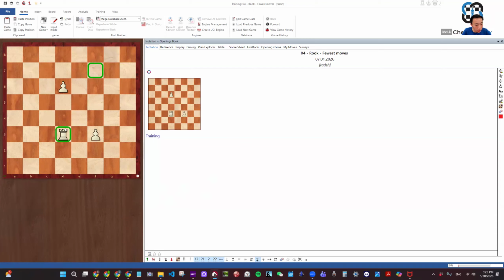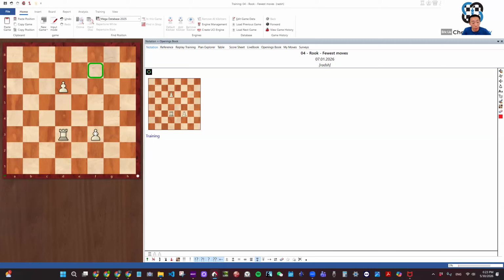Here's our rook. It wants to go to f7. In the previous example, we only needed 2 moves, and there were 2 ways, because the rook was moving here.